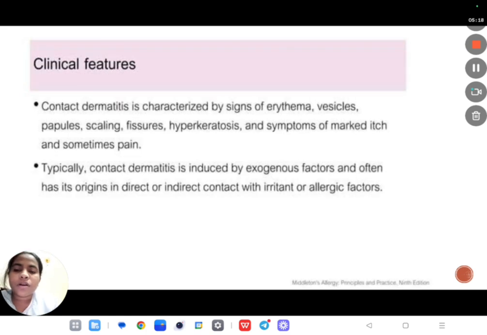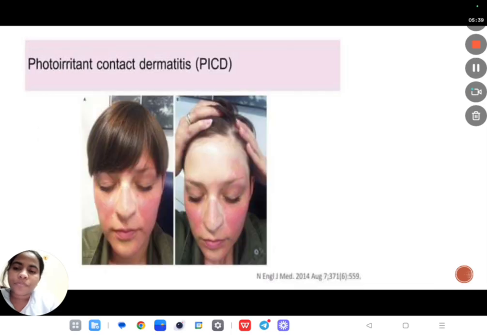Clinical features: contact dermatitis is characterized by signs of erythema, vesicles, papules, scaling, fissure, hyperkeratosis, and symptoms of marked itch and sometimes pain. Typically, contact dermatitis is induced by exogenous factors and often originates from indirect or direct contact with irritant or allergic factors. In this case, on lighter skin you can see a reddish appearance, and on darker skin a grayish appearance.